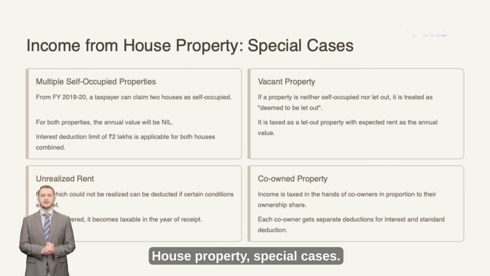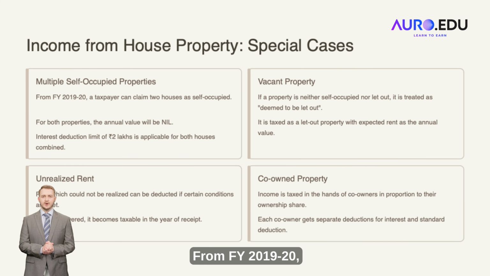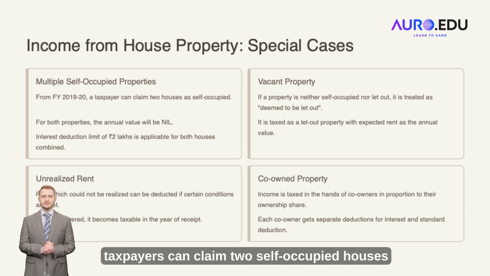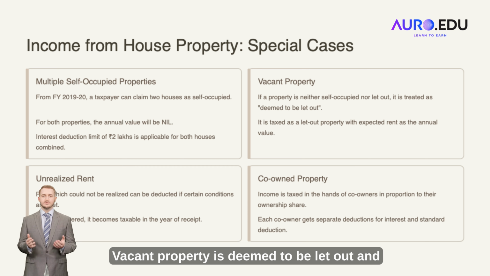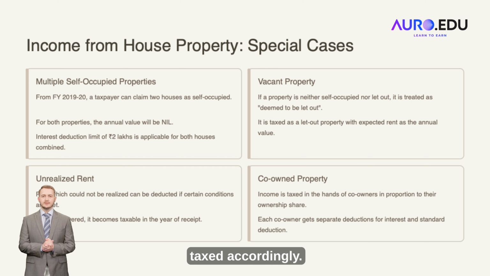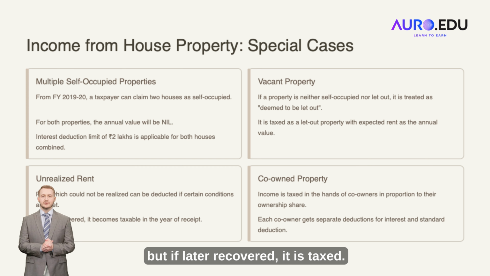House property, special cases. Special cases add complexity. From FY 2019-20, taxpayers can claim 2 self-occupied houses as nil annual value. Vacant property is deemed to be let out and taxed accordingly. Unrealized rent can be deducted if conditions are met, but if later recovered, it is taxed. For co-owned property, income is split in proportion to ownership. These provisions prevent misuse and ensure balanced taxation.